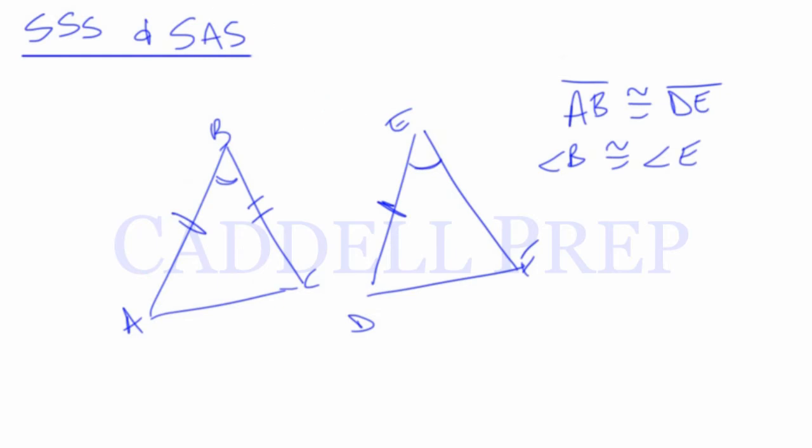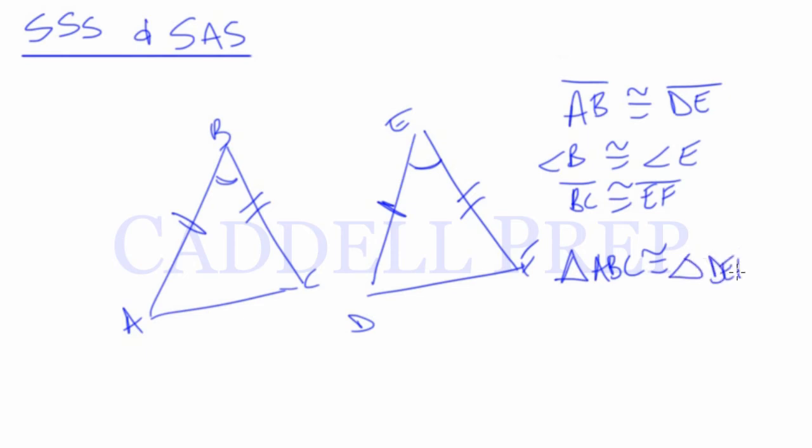So just to give you an example, if we had this side, this angle, and this side and this angle, we couldn't have this side. This is side, if we follow it, side, side, then angle, which you can't use. Okay, it has to be side, angle, side. So we have that BC is congruent to EF. This would be enough to prove these two triangles are congruent. Triangle ABC is congruent to triangle DEF.